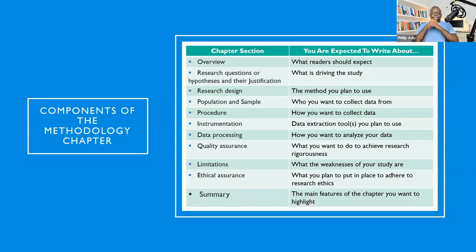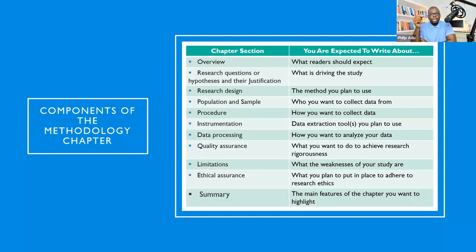In terms of the components, sometimes it depends on the requirement of your institution. I try to bring the components that are dominant or most of the institutions require. So you always have to start with an overview or introduction to the chapter, right? So you have to introduce your readers to this chapter. You tell them what you intend to do or what the chapter entails. You also have to state your research question or your hypothesis, and also provide a justification. Why do you think it's important to address these questions? Why do you think it's important to test your hypothesis that you have?